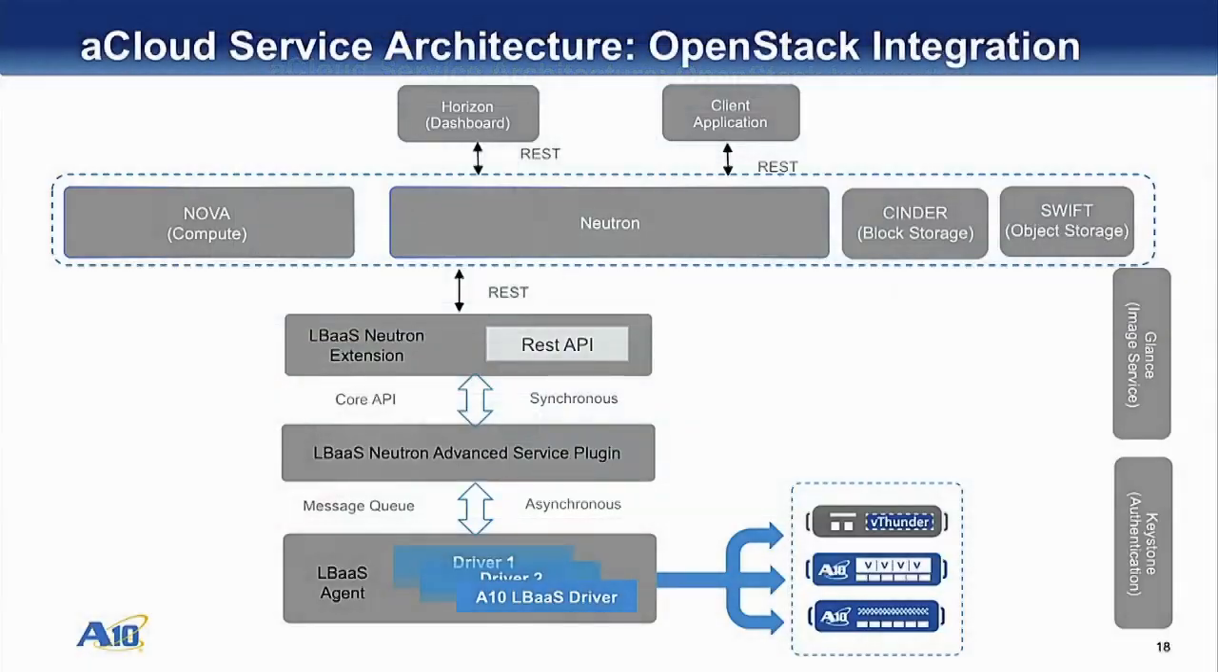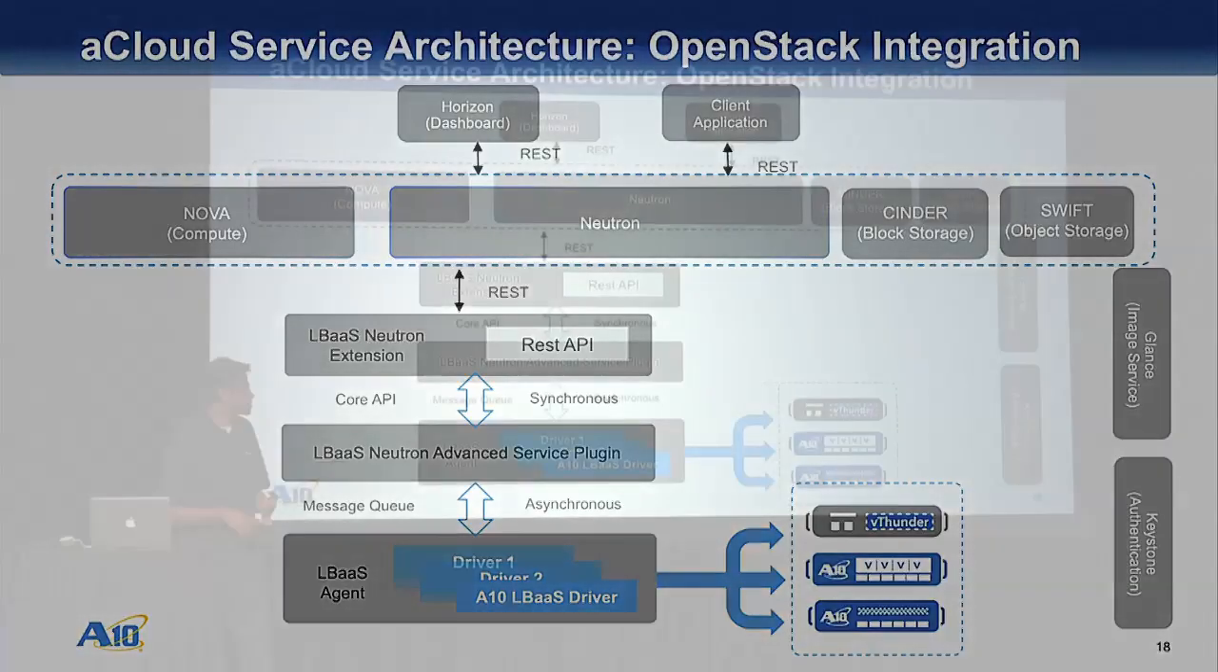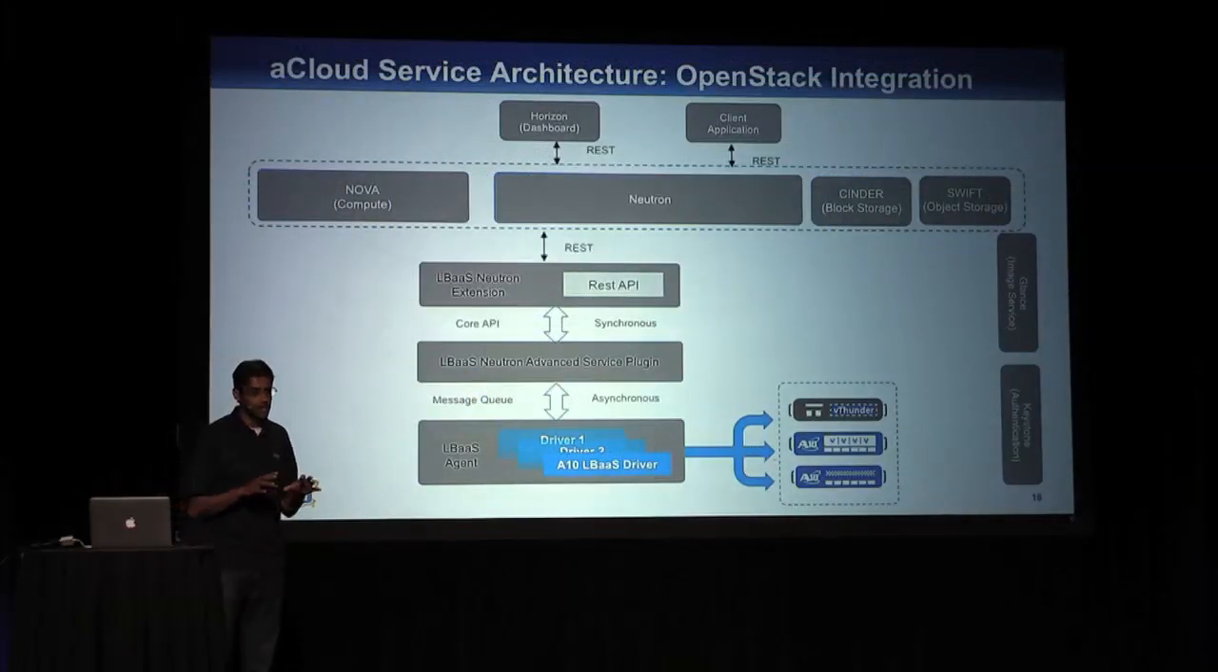As far as OpenStack integration is concerned, what we have done is we have used the LBaaS Neutron extension that you see over here, and the LBaaS Advanced Service plugin to insert the A10 LBaaS driver, and by doing so, you can use all the different appliances that I mentioned, the vThunder, the hybrid, and the physical appliances in an OpenStack environment. And the goal again over here is to provide the same functionality, the same dynamic L4 to L7 services in an OpenStack environment.